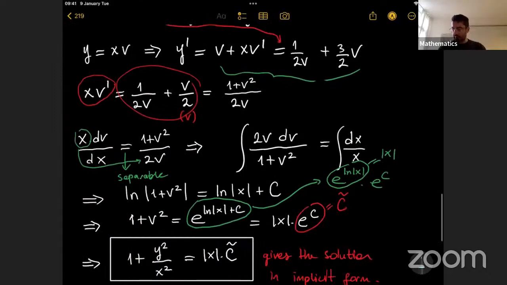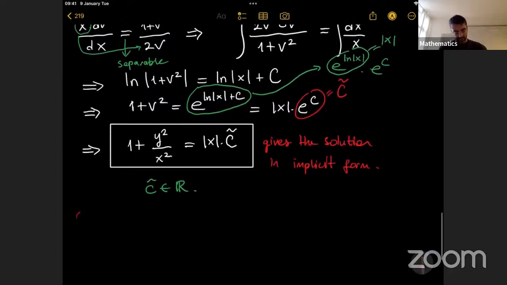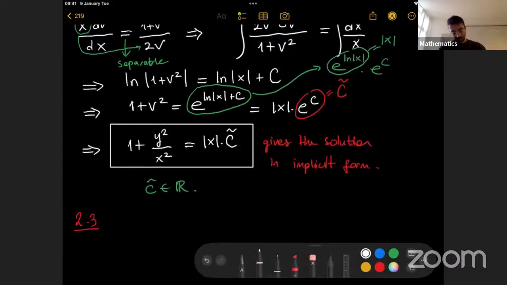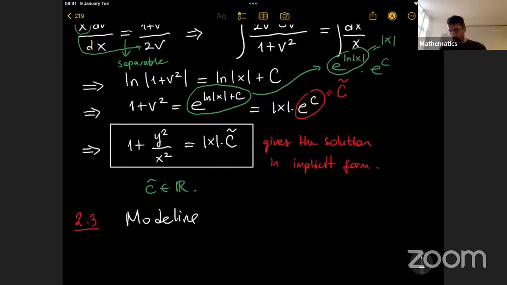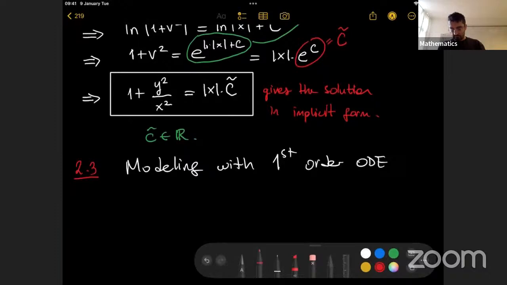All right, let's move to a different topic. This is modeling 2.3 in the book: modeling with first order ODE. Now we will consider some real life problems, and we will try to solve these real life problems using first order differential equations. There are many different types of real life problems you can try to solve. Here we will touch some of those, but you can find more in the book. There are many examples and suggested problems as well.